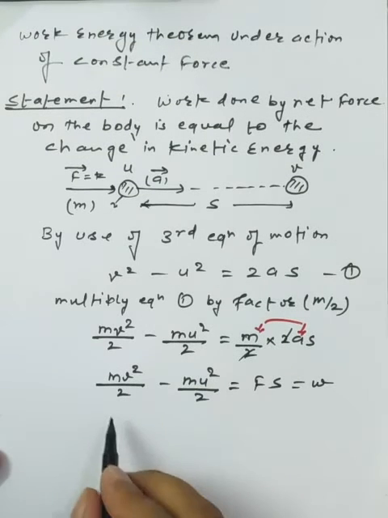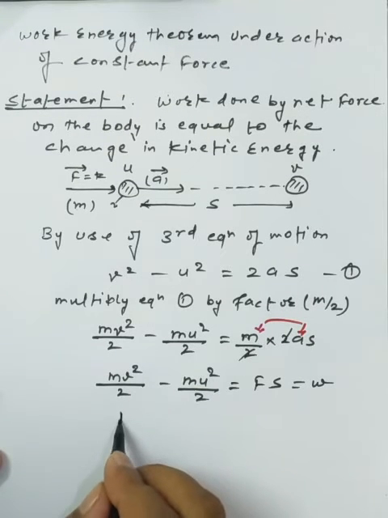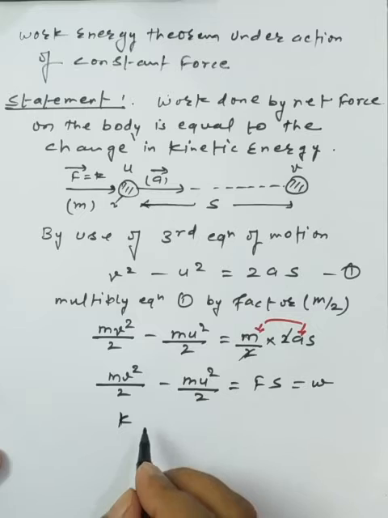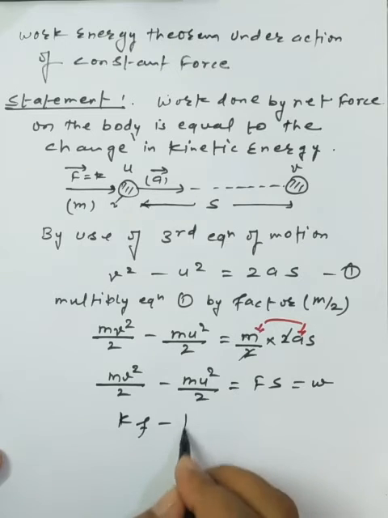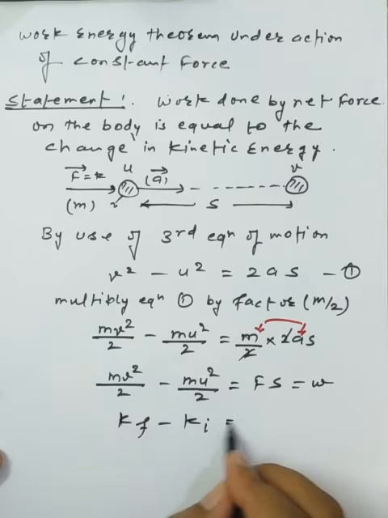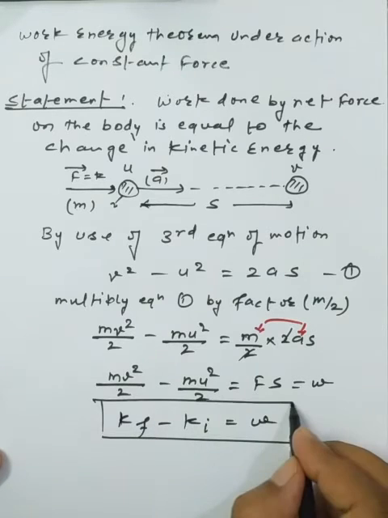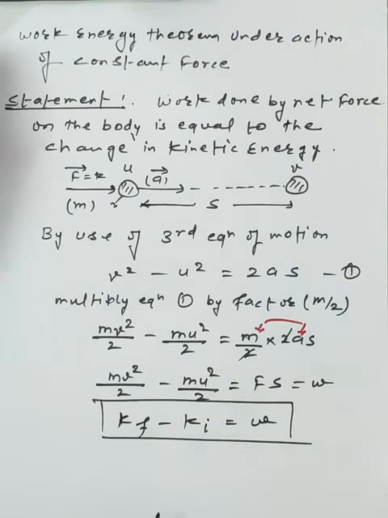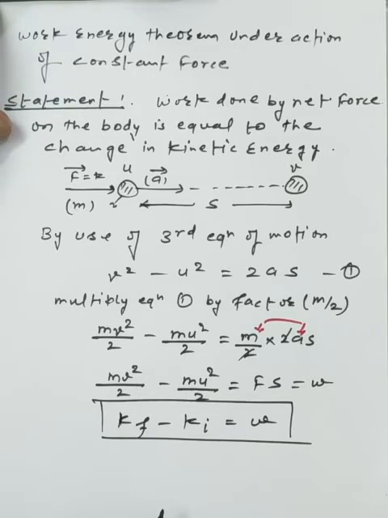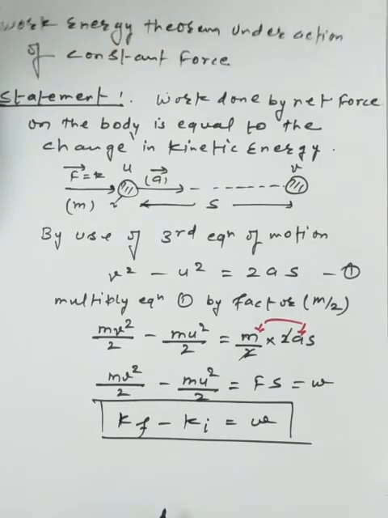Now we can also make the changes here. Kinetic energy final minus kinetic energy initial is equal to the work done. So this is the basic general proof of the work energy theorem by means of a constant force.